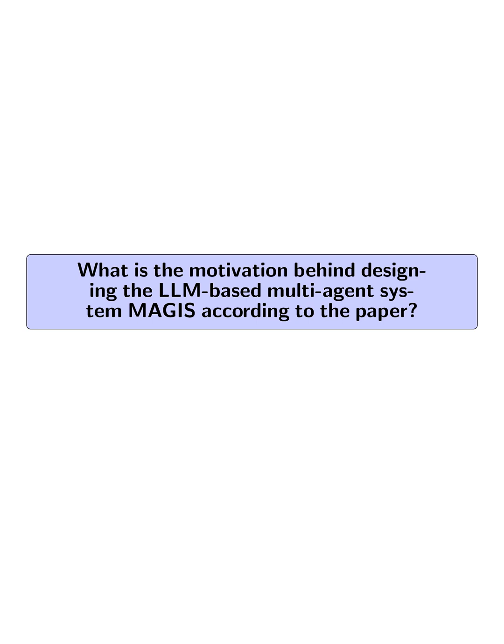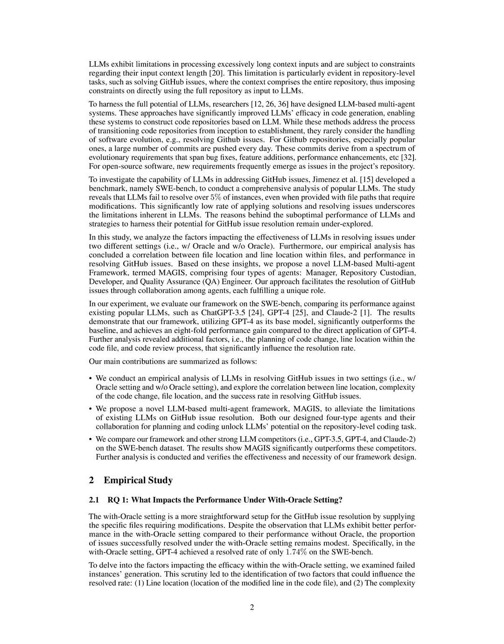What is the motivation behind designing the LLM-based multi-agent system MAGIS, according to the paper? The motivation behind designing the LLM-based multi-agent system MAGIS, according to the paper, is to address the limitations of existing large language models, LLMs, in resolving GitHub issues, especially in tasks that require advanced code generation capabilities.